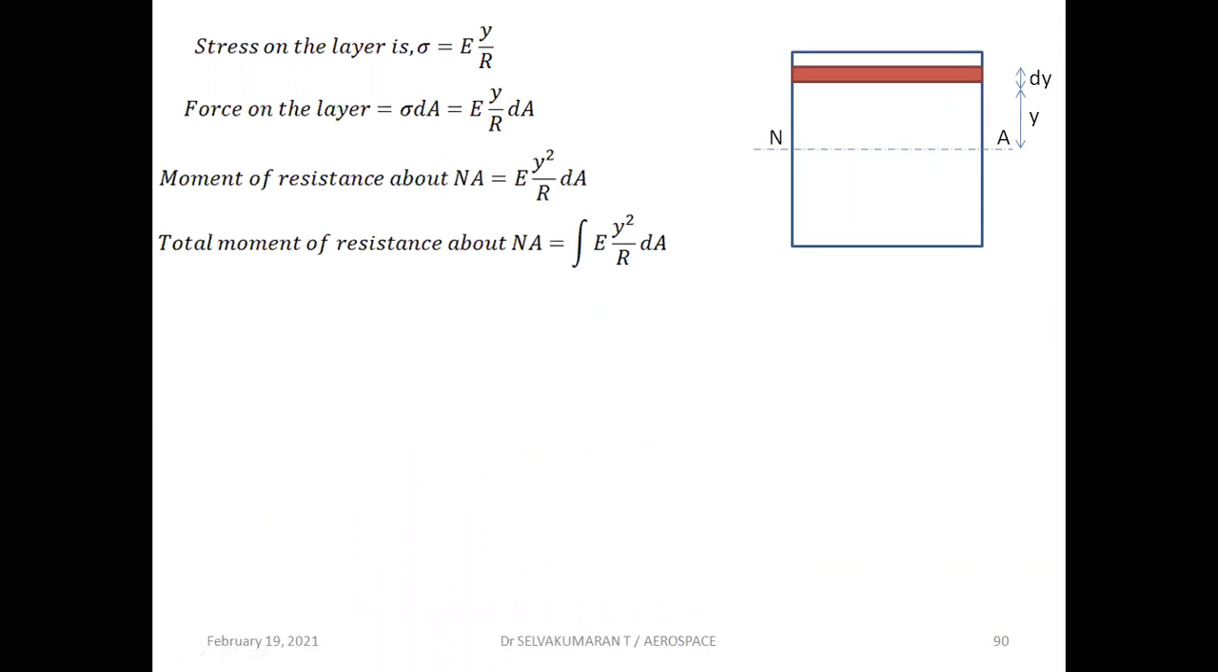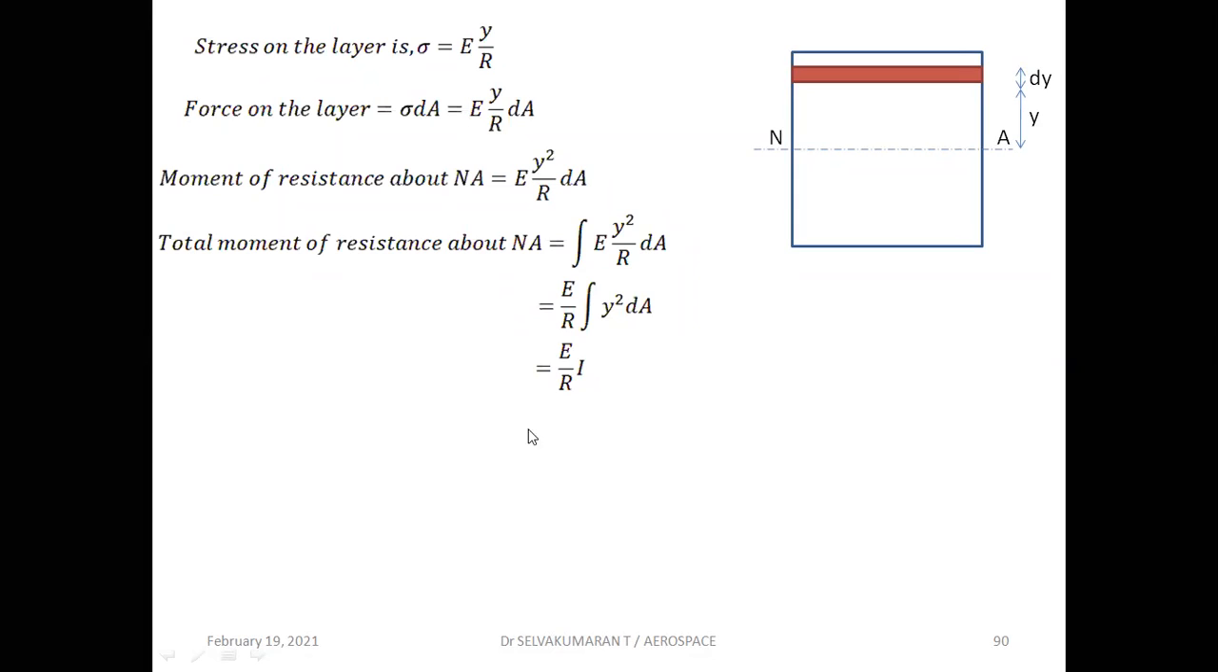Now to find the total moment of resistance about the neutral axis, you just integrate it: integration of E y squared by R into dA. I can take E by R outside. Integration y squared dA is nothing but the area moment of inertia from engineering mechanics, which is represented by the capital letter I. So I can write it like this. This is the resistance offered by the metal of the beam.